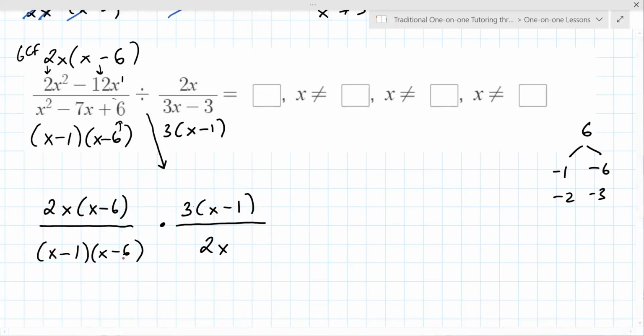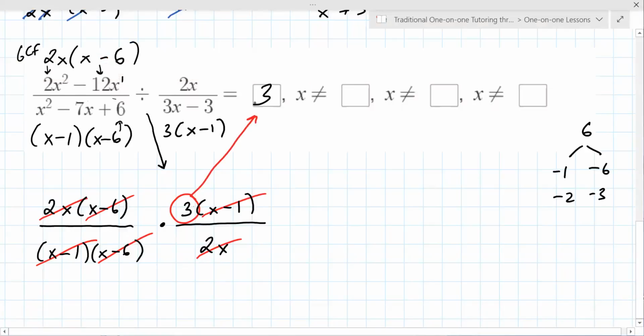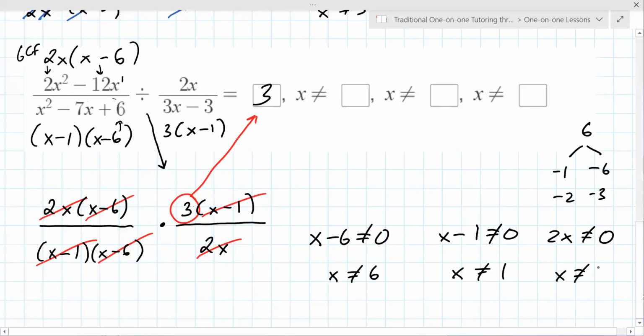What do you see that cancels? X minus 1, x minus 6, and 2x cancels with, and what's left over? 3. Yeah. So here's what you told me cancels: x minus 6, x minus 1, and then 2x. And x. Then it'd be, yeah, positive 6, 1, and 0. Yes.